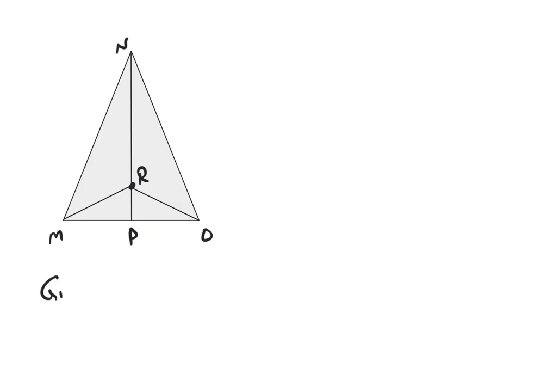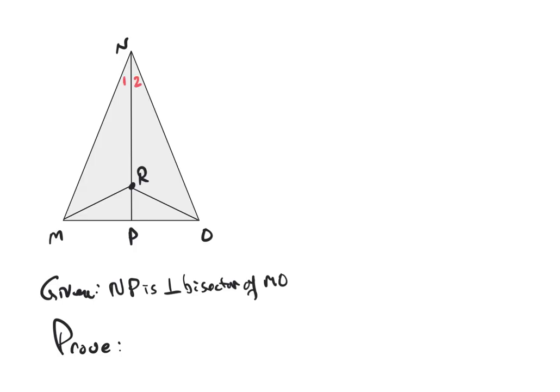Now I'm going to give you some information like we usually do. And in this case, what I'm going to tell you is that NP is the perpendicular bisector of MO. And what I'm going to ask you to help me prove is that two angles, and I'm going to show you the angles in red here, this angle, number 1, and this angle, number 2, are equal to each other. Right? So how can we get that job done?